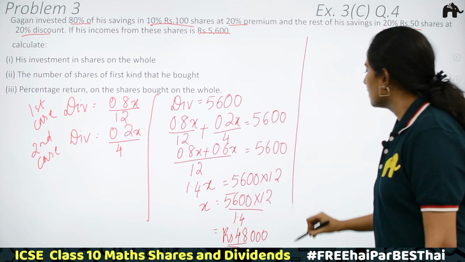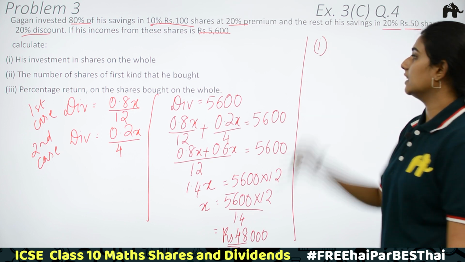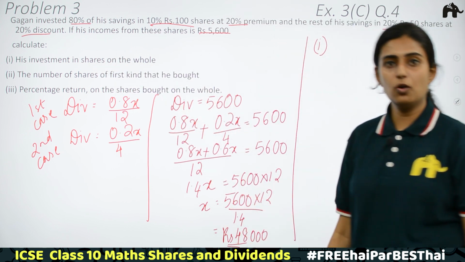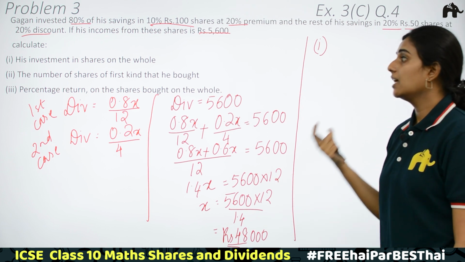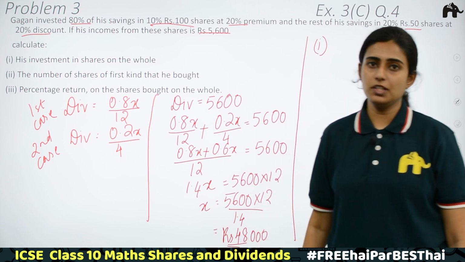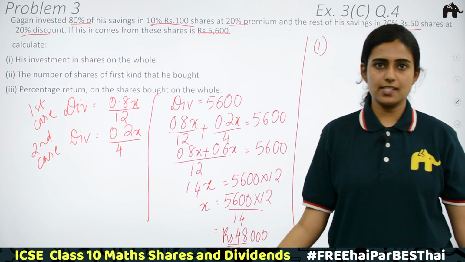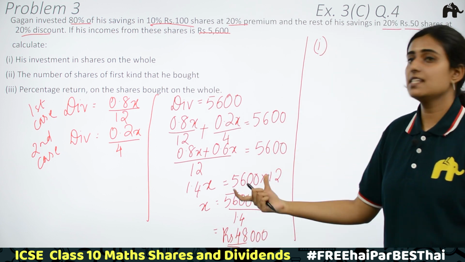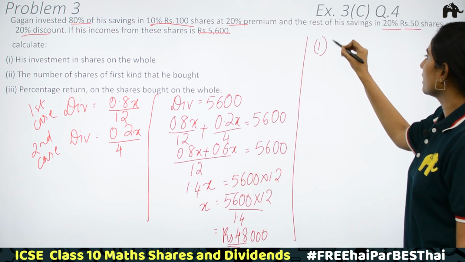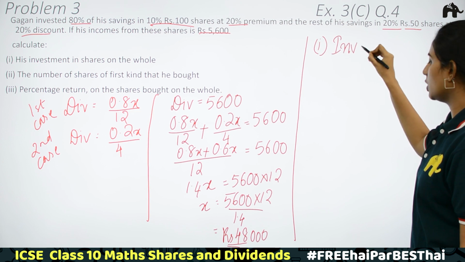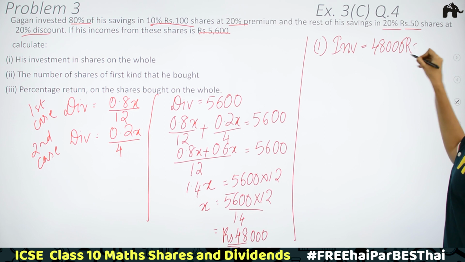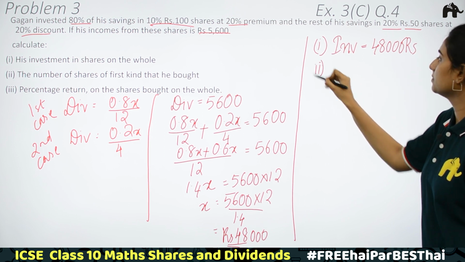Now, the first part, his investment in shares on the whole. His investment in shares on the whole is the value of X, because we have taken X as his total savings. That is, investment is equal to 48,000 rupees.